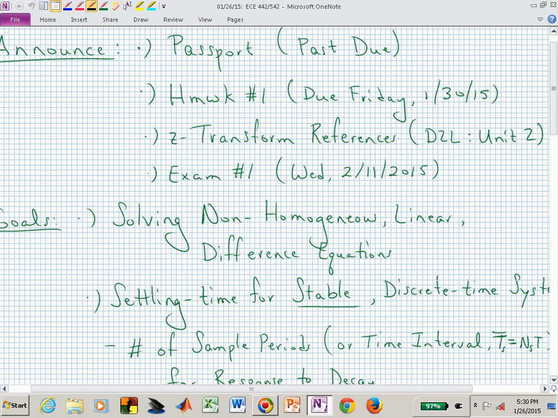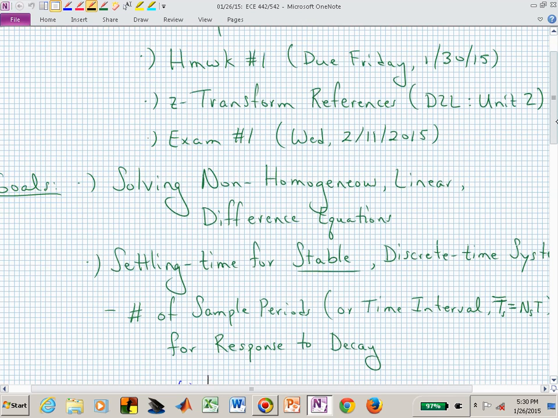The passport assignment is past due. You can still turn it in if you haven't, but I think most of you have submitted a passport. That's your entry into the class, whether it's late or not.